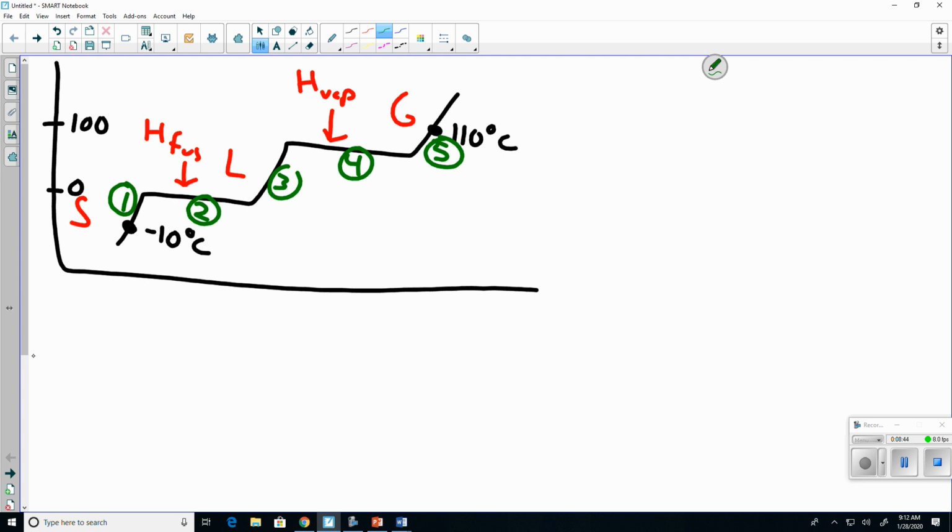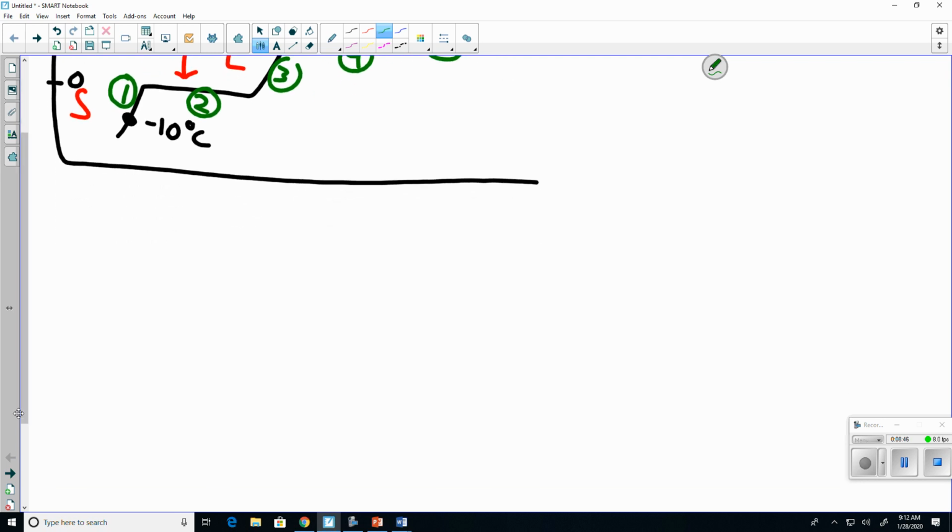Okay? Step number 1. You can see it at the top of the smartboard. I need to take my ice that's at negative 10 degrees Celsius and heat it up to 0. Any time that you're on a slope on this graph, you're going to be using the equation Q equals MC delta T.